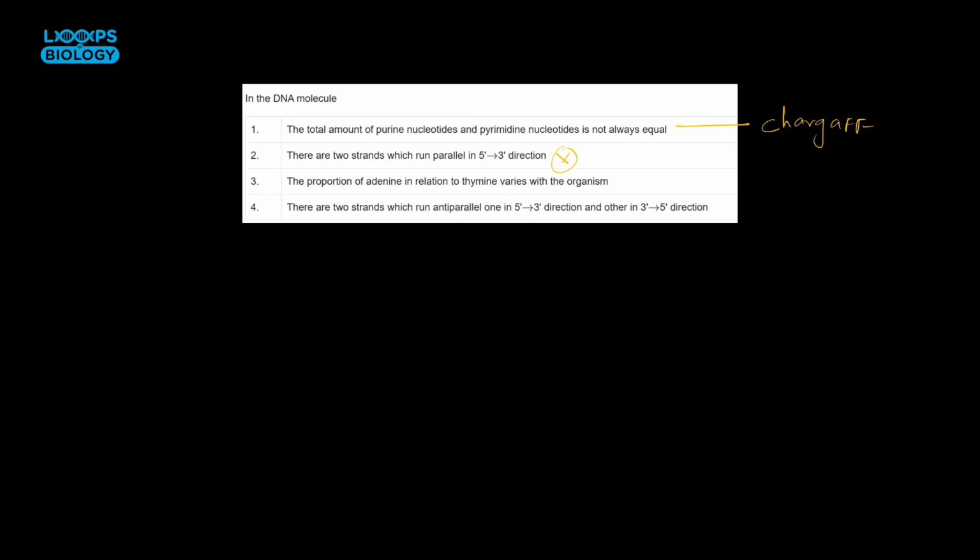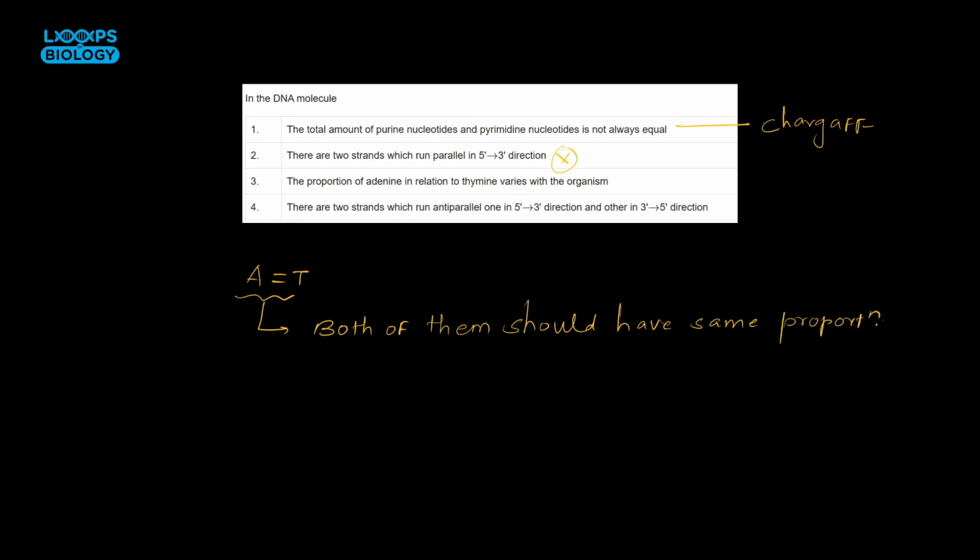Alright. The portion of adenine in relation to thymine varies in organisms. That should not happen because adenine is bound to thymine. So both of them should have the same proportion. So that's why adenine and thymine will not have any different proportion. So this is wrong. So obviously the option will be your last one: two strands which run anti-parallel, one from 5' to 3' and the other one is 3' to 5'.